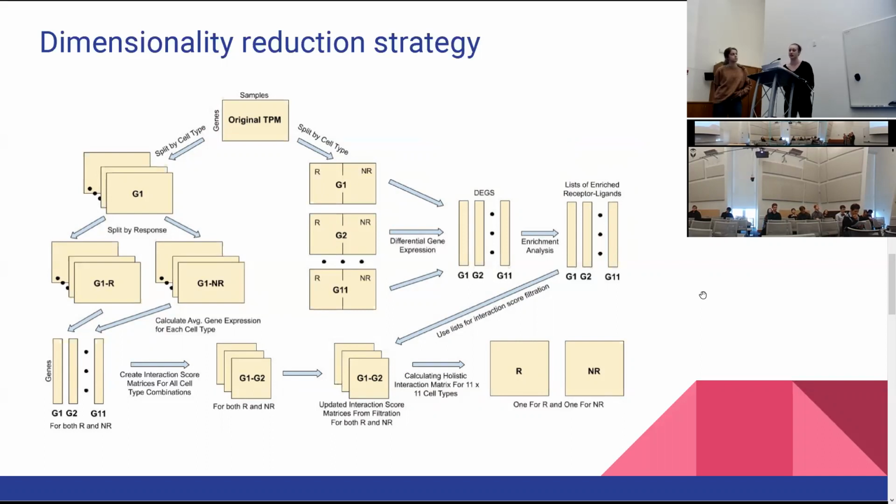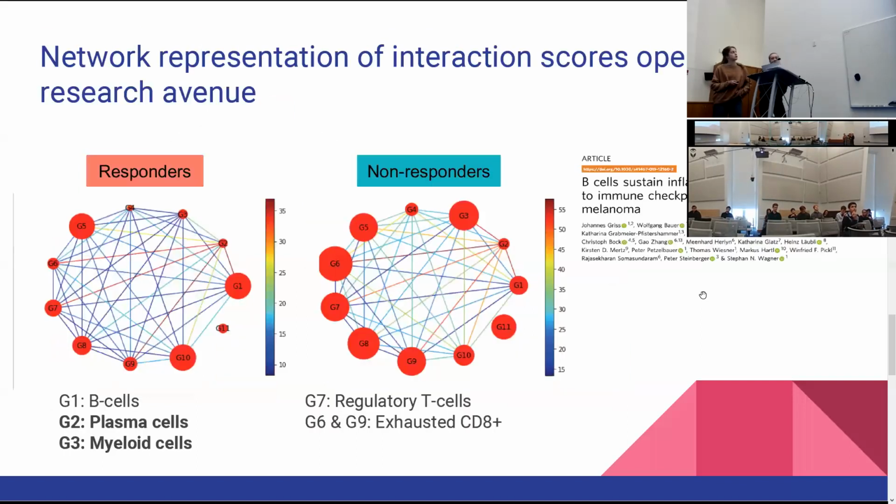Otherwise, we would just discard it. And then we create holistic interaction matrices with these updated receptor ligand pairs, creating new heat maps for responders and non-responders with average interaction score matrices, which we use as our weights for our edges in the networks. So our final result is shown here, and essentially we're showing the networks for cells.